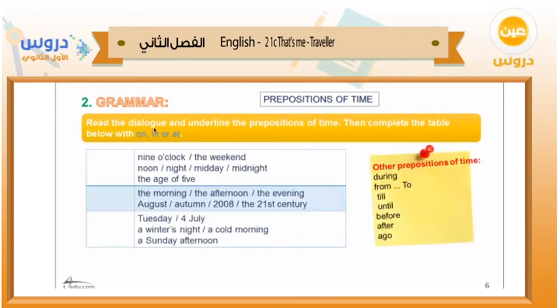Okay, read the dialogue and underline the preposition of time, then complete the table below with on, in, or at. Of course, note here we can use other prepositions of time. We have during, from, to, till, until, before, after, and ago.